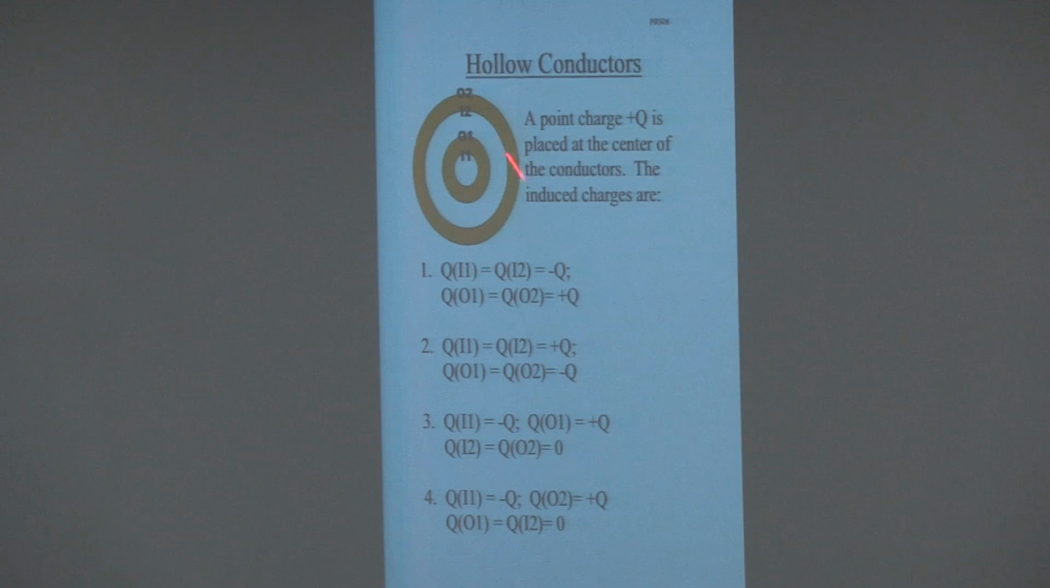So we have all these conductors. I1 is the inside surface of this inside shell. O1 is the outside of this inside shell. I2 is the inside of this outer shell. O2 is the outside of this outer shell. And then we have a point charge Q, large Q, right at the center. Of course, these are conductors, so it will induce some charges. So the question is, what are the total induced charges on these four surfaces?